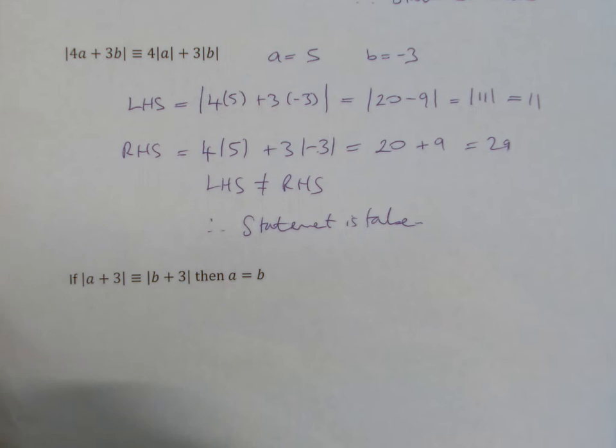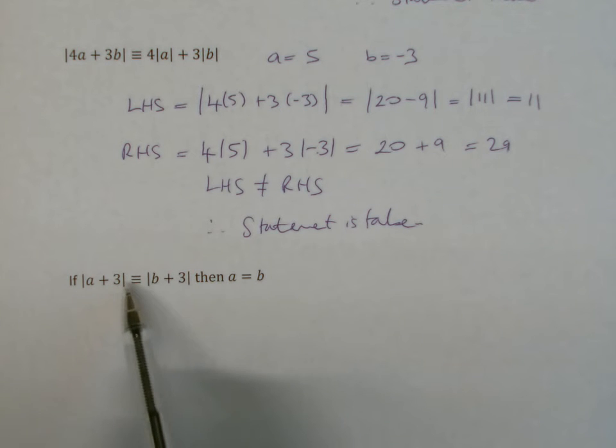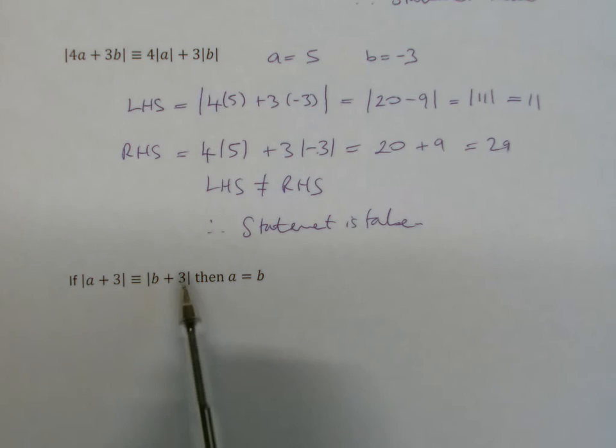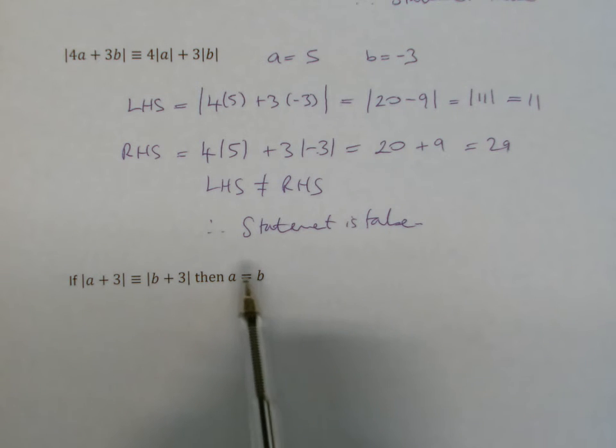Okay, last one, you've got to think a bit more about this. It's an if-then statement, right? So it says if this is true, then this is true. So if we've got a plus 3 identical to b plus 3, okay, then a must equal b. So we've got to find a counterexample. In other words, what they're saying is this can only be true when a is equal to b.